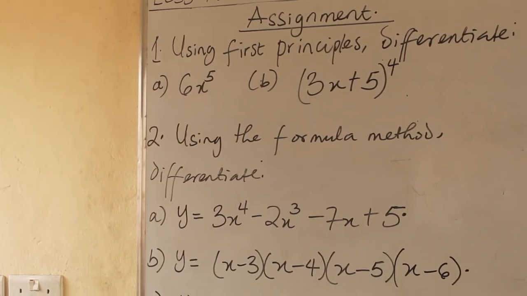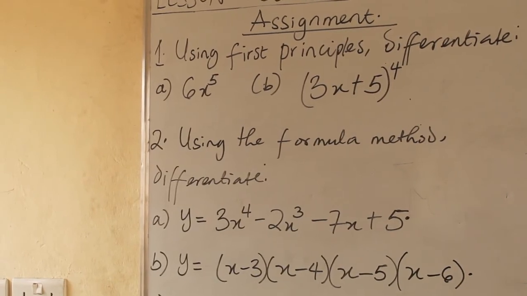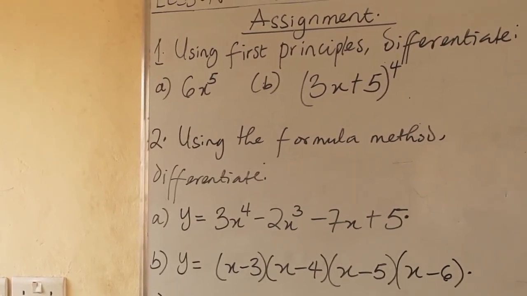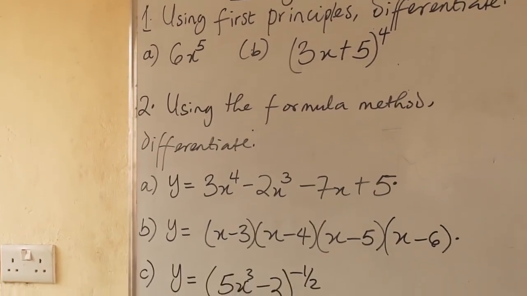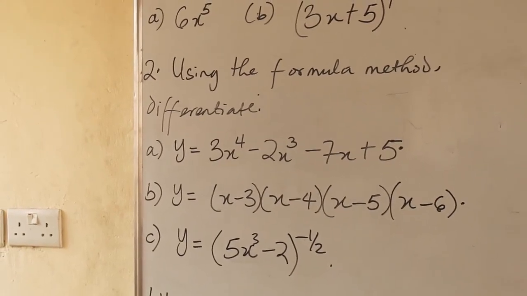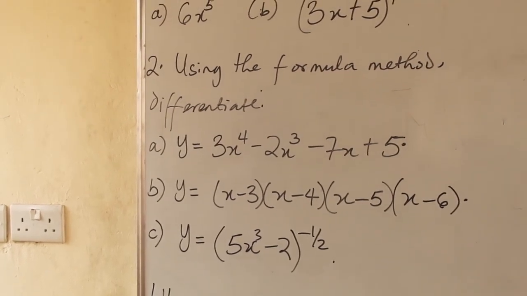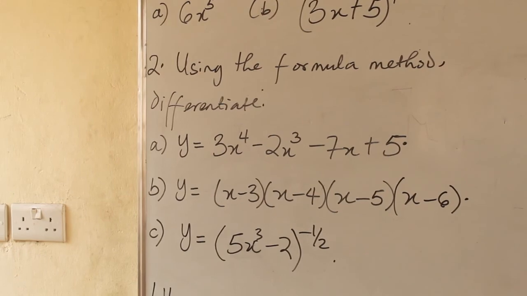B, y is equal to (x minus 3)(x minus 4)(x minus 5) and (x minus 6). So we have x minus 3, x minus 4, x minus 5, x minus 6 all multiplying each other. Well, for C we have y is equal to (5x to the power 3 minus 2) all raised to the power minus 1 over 2.